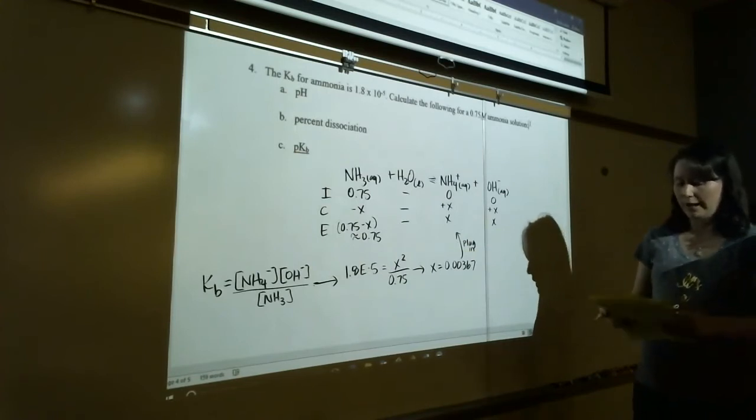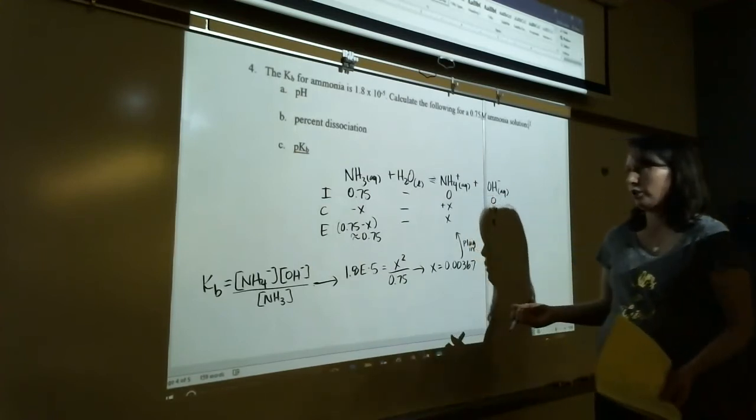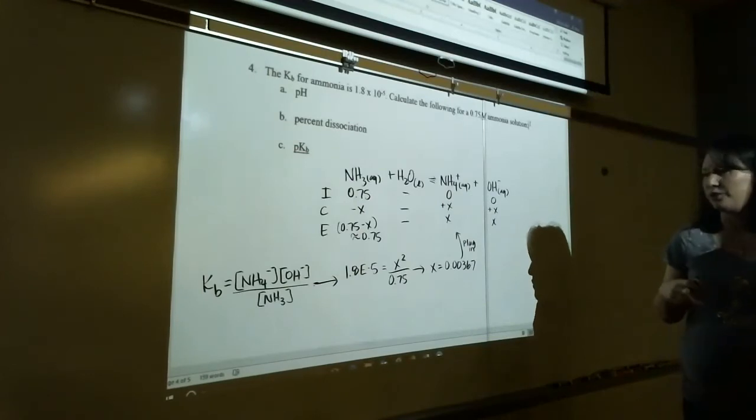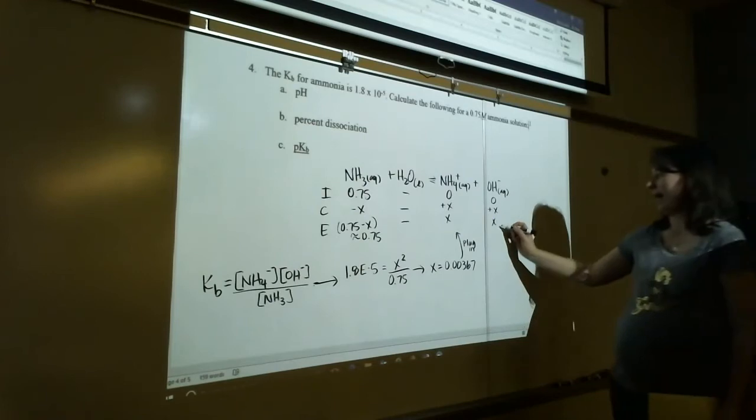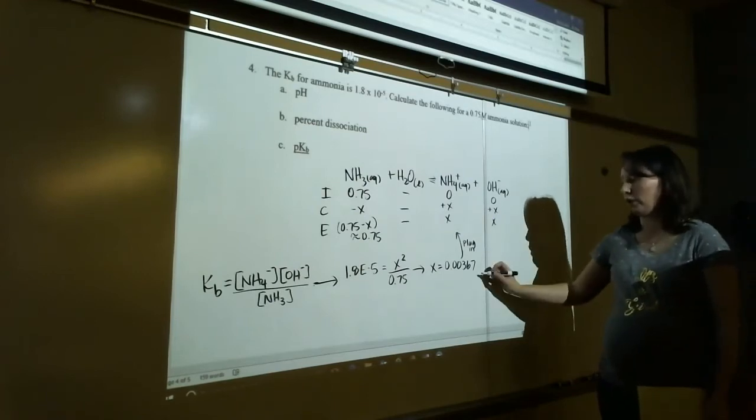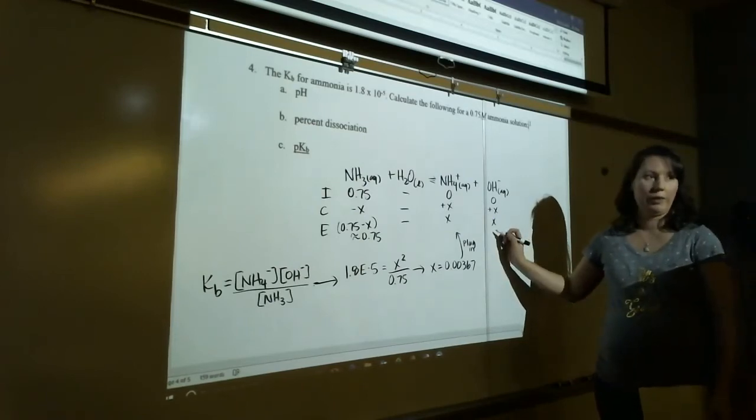So now, how do I get pH? Well, I've got to do something else first before I can calculate pH. Because when I plug this in as X, if I were to take the negative log of this right now, would that be pH?